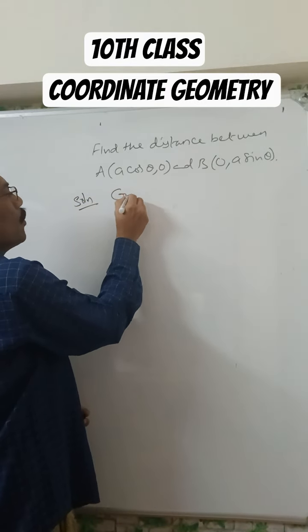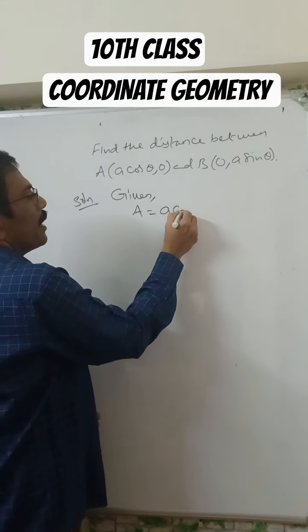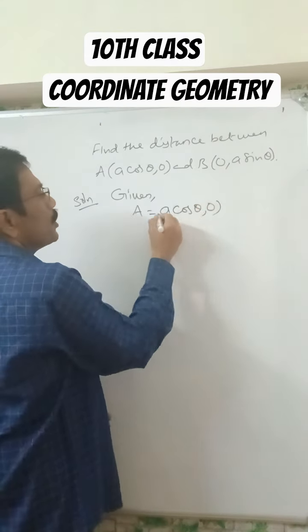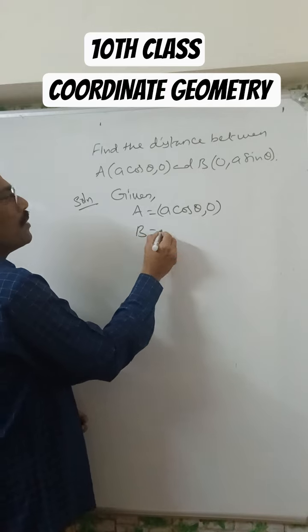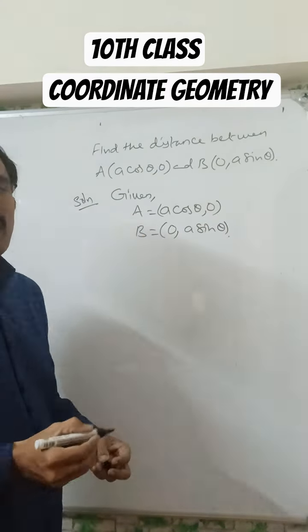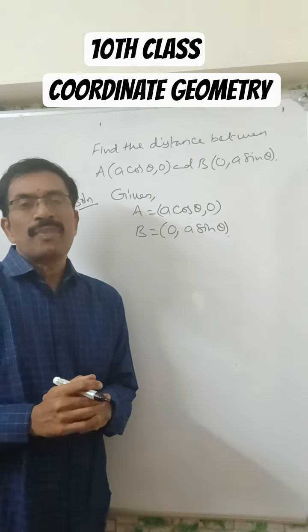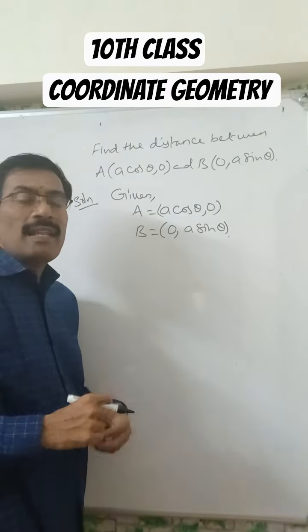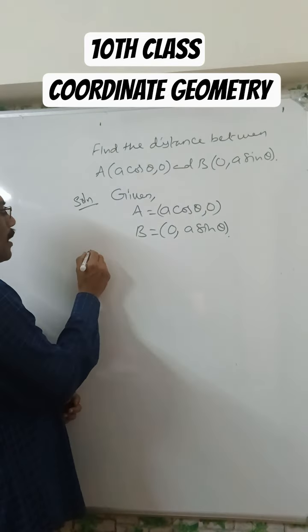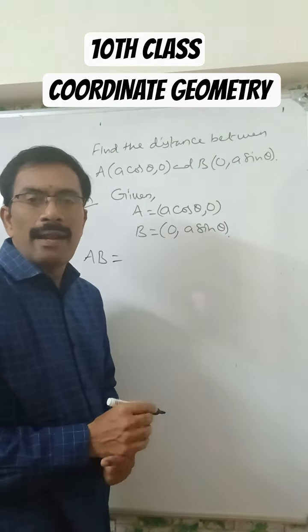Solution. You are given A is equal to (a cos theta, 0), B is equal to (0, a sin theta). Now we have to find the distance between these 2 points. Understand? The distance between A and B is symbolically written as simply AB. AB means distance between A and B.